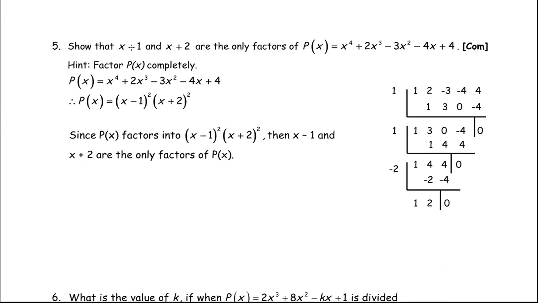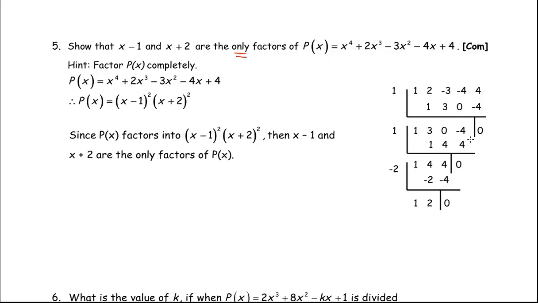For number 5, it says show that x minus 1 and x plus 2 are the only, okay, there's the important word here, only factors of this polynomial. You've been given a hint here: factor the polynomial completely. So I write out the synthetic division: 1, 2, negative 3, negative 4, 4, so those are the numbers there. It's telling me that x minus 1 is a factor, so let's divide by 1, or x minus 1, so we put a 1 here.